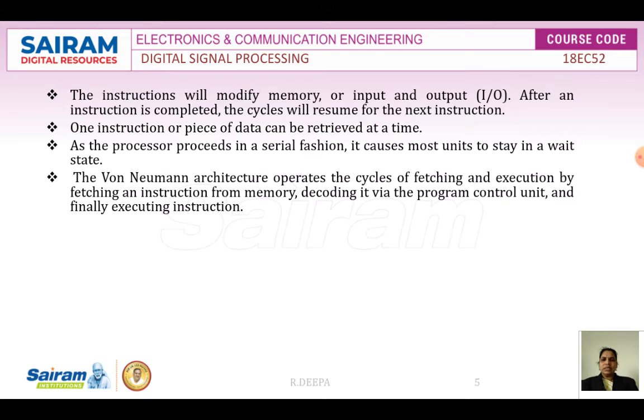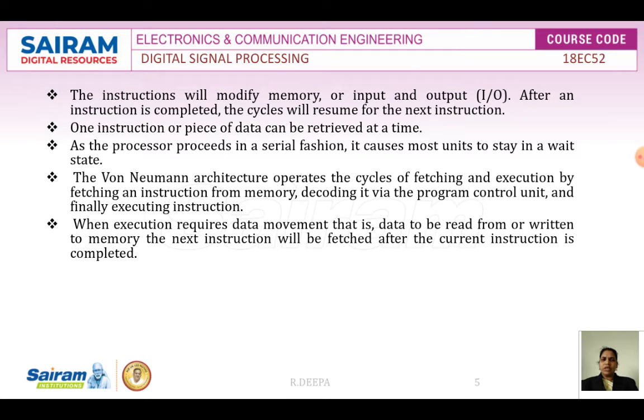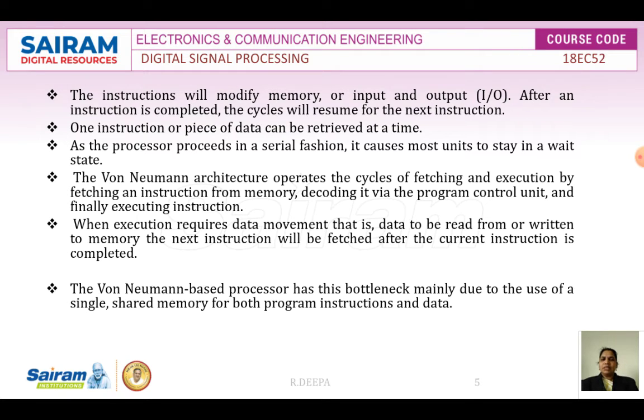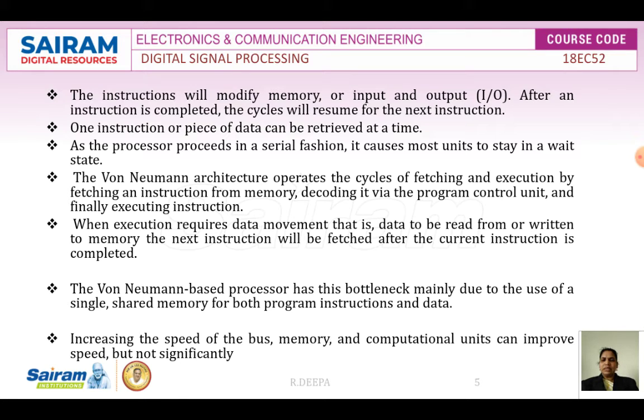Once the instruction is executed, you can find the storage of data in the input and output. There will be some changes in the output data. This particular von Neumann architecture has issues with respect to speed, which is due to the single and shared memory for both the program and data instructions.